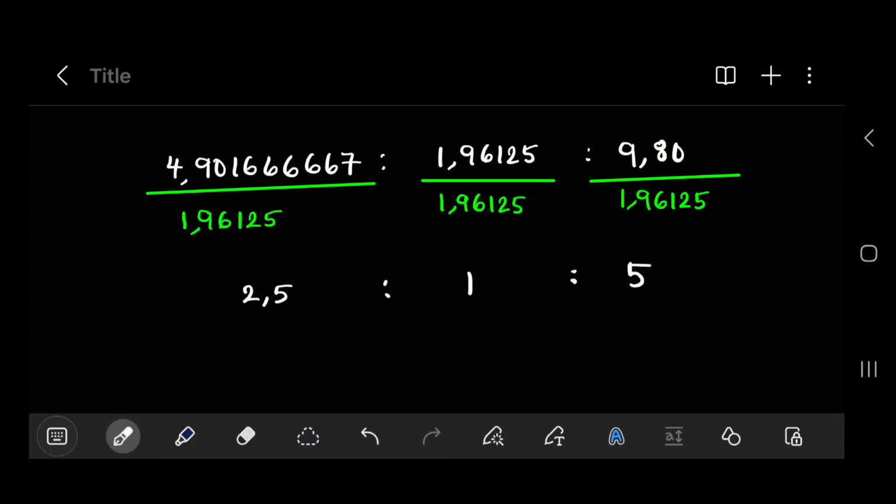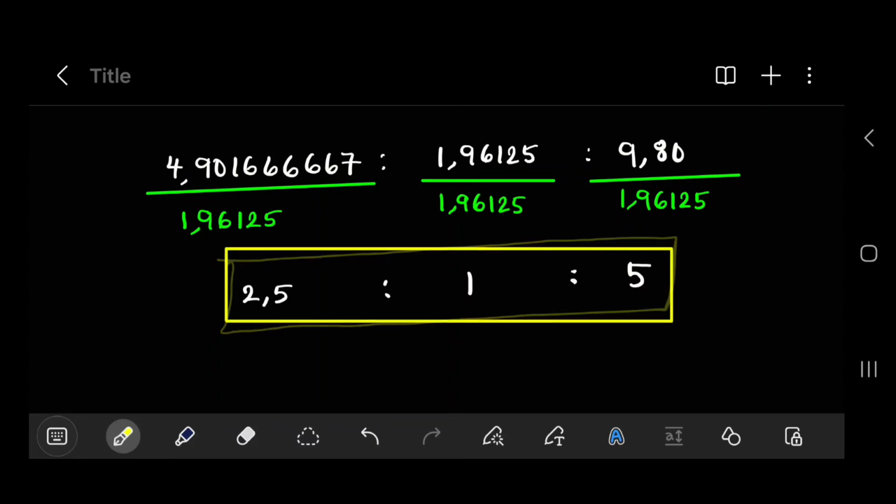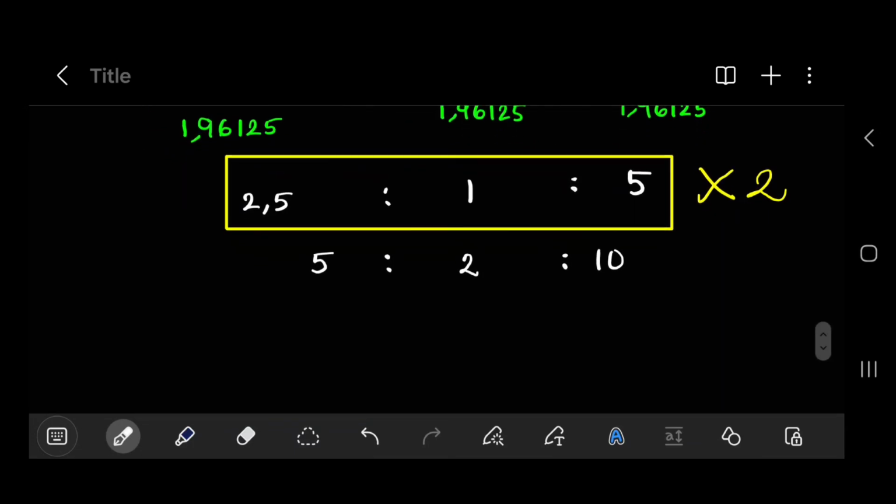So the question is, if we need whole numbers, but we get 2.5, what do we do in that case? Now to change a 0.5 value to a whole number, all you have to do is multiply it by 2. But what you actually do is you multiply the entire ratio by 2. So every single value gets multiplied by 2. Doing so, what we end up with is 5 is to 2 is to 10. Now, since we have whole numbers, we can use that as our empirical formula.